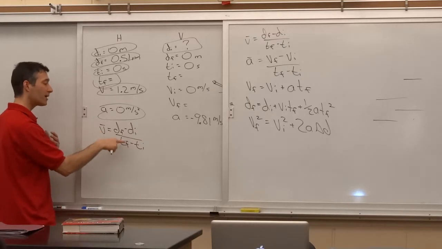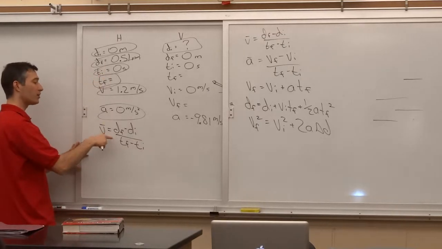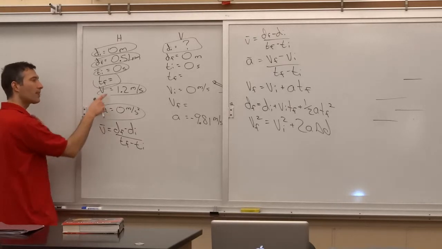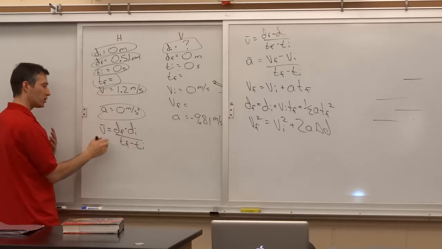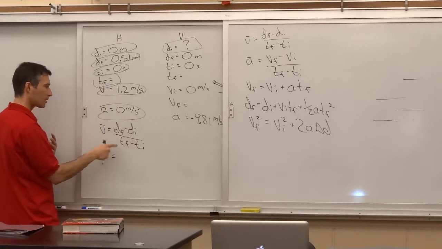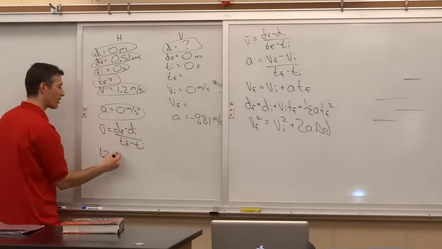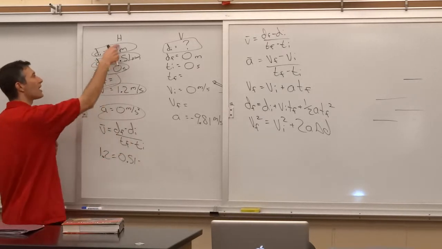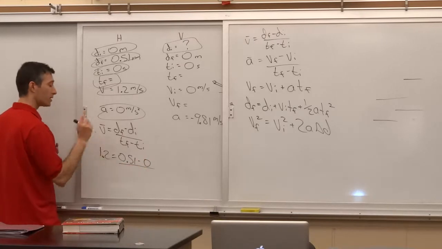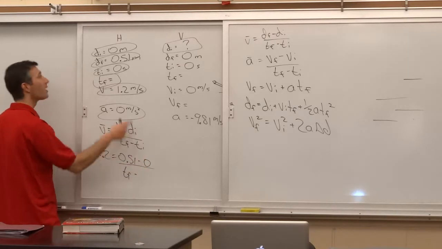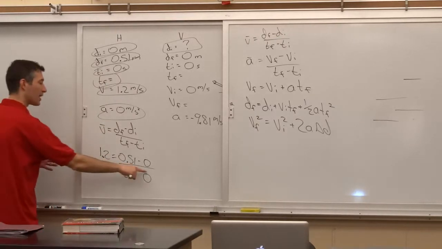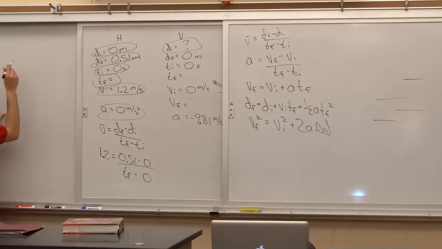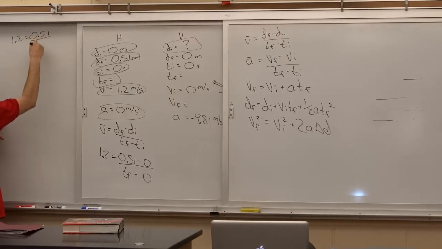I know everything in here except for TF, so I can put the things in. The average velocity in the horizontal direction, we have a constant velocity, so I can certainly call 1.2 my average velocity. The final horizontal position is 0.51. The initial horizontal position is 0. The TF is what I'm actually trying to find here, and then the TI is 0. So as my next step, I can just get rid of the zeros. I'm going to shift over here. Right, so 1.2 equals 0.51 over TF.